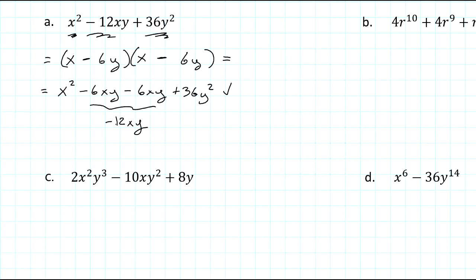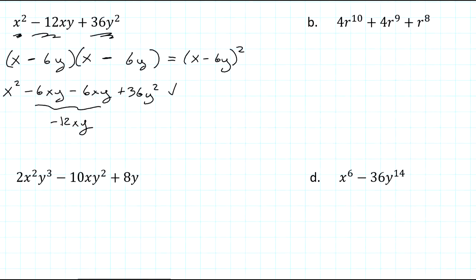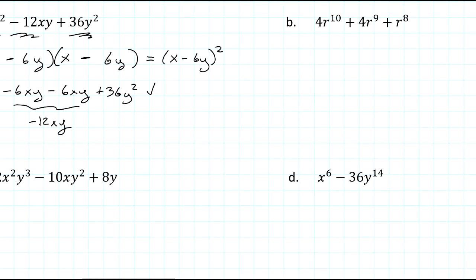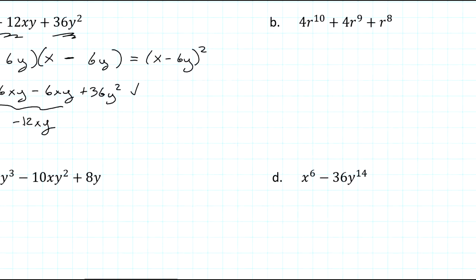I'm just thinking, I can write this as x minus 6y quantity to the second, like all of that squared, right? Because it's the same thing multiplied by itself, x minus 6y times x minus 6y. So we can write it in that way if we would like to. And it's not that one is right and one is wrong, it's just a choice.